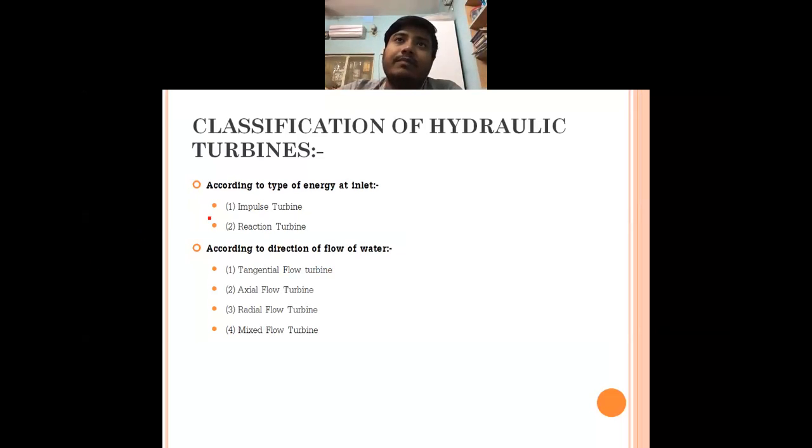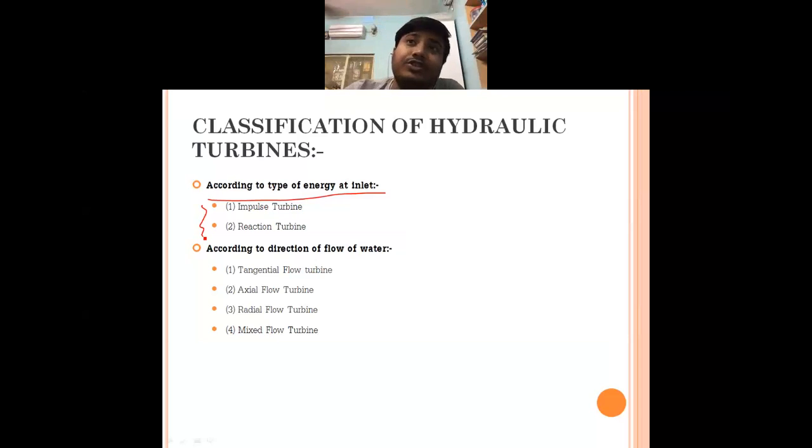As per the type of energy available at the inlet, it is categorized into two portions. One is impulse turbine and another is reaction turbine. I will tell you later what an impulse turbine is and what a reaction turbine is, the definition of all these things. First understand how these hydraulic turbines are classified. So as per the energy available at the inlet, the hydraulic turbines are classified into two portions: impulse turbine and reaction turbine.